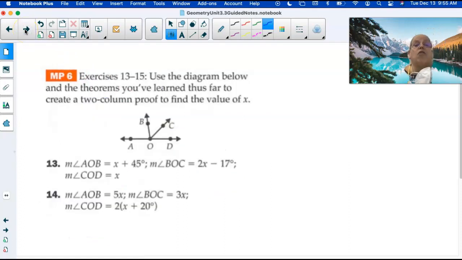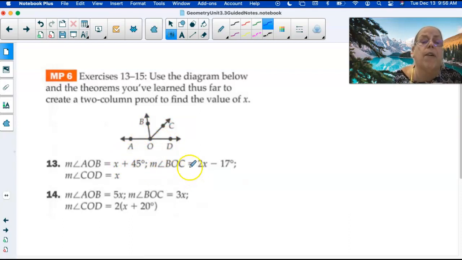Okay, exercises 13 through 15. Use the diagram below and the theorems you've learned thus far to create a two-column proof to find the value of x. Okay, so what do we know? Notice that AOD is a straight line. Straight lines have how many degrees? 180. Okay, and they're giving us the measures.